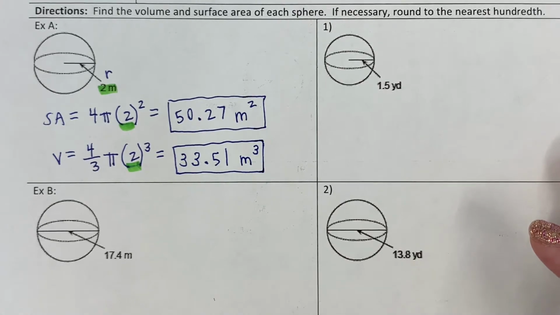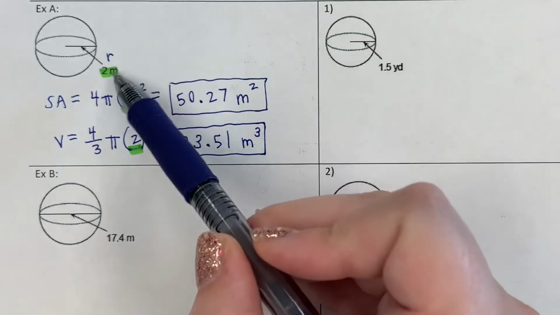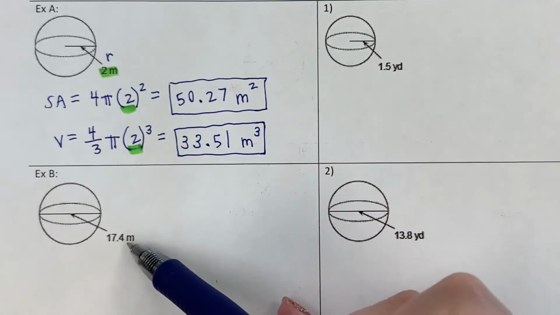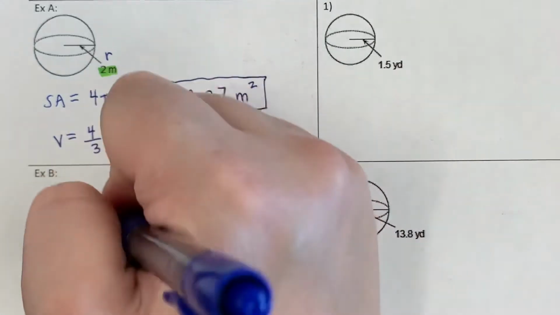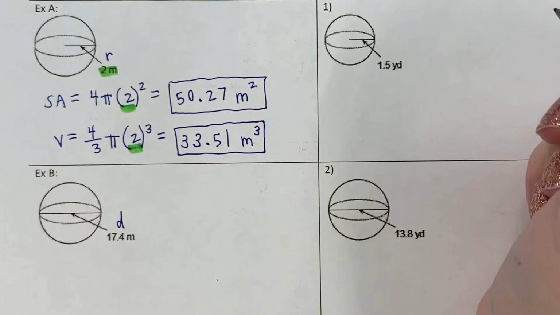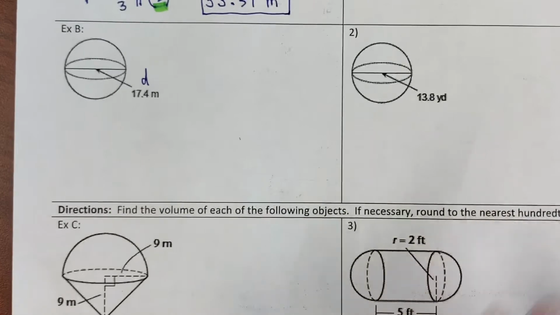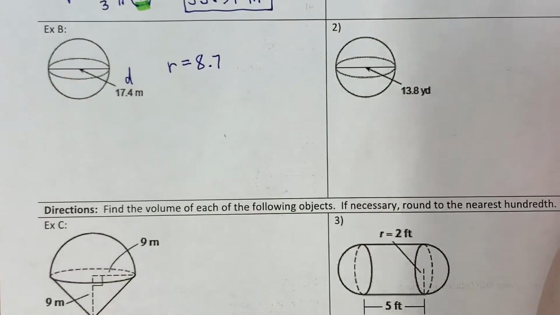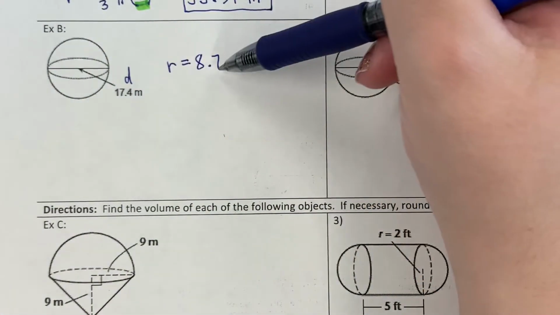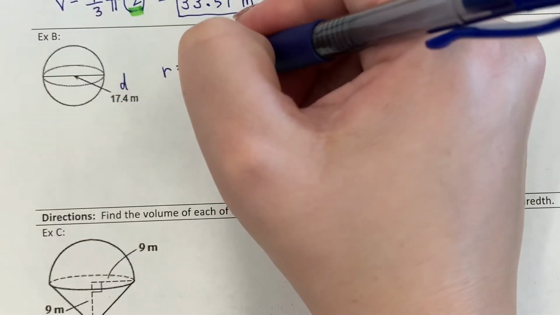If we look at example B, the only thing that's different is I'm not given my radius, I'm instead given my diameter, or this is the measurement that cuts all the way across the circle. So I'm given diameter, so I would probably make a note that if your diameter is 17.4 meters, then our radius will be half of that. Our radius will be 8.7 meters. I'll take half of 17.4, which is 8.7. And so this will be the measurement that I'm plugging in.